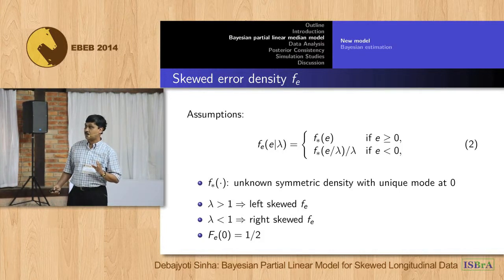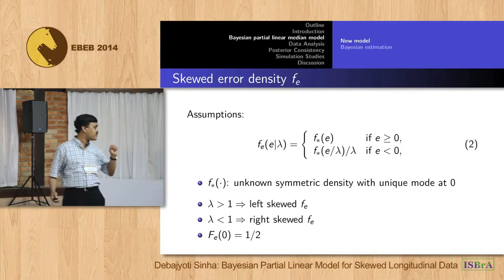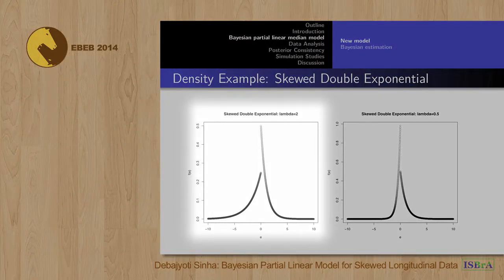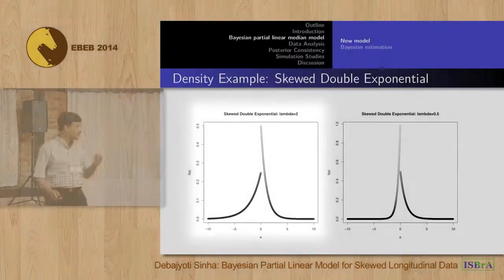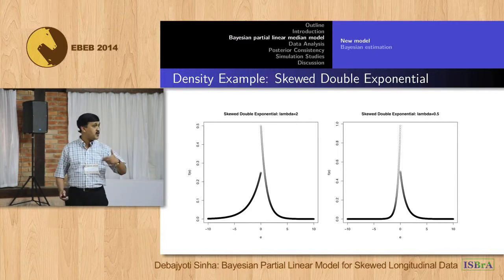So if lambda is 1, then this thing is symmetric, unimodal. But if lambda is not 1, they are not symmetric, so it becomes left skewed. But what it does, because it preserves this property, is that the median will still be zero. The median of f_e will still be zero. So to give you an idea, if, say for example, your f star is double exponential, then this is how it looks. That's what is called a split density, because there's a split here at zero. This is how it looks if it is a double exponential f star. Okay, so that's an assumption. Of course you can see that there's a discontinuity here, so your theory has to deal with that.